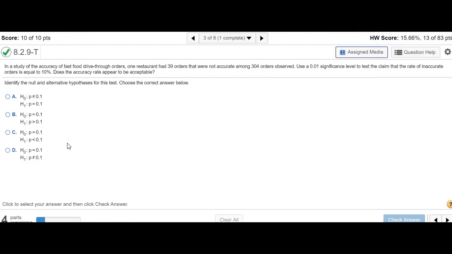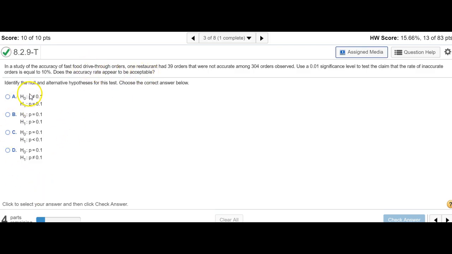This study is looking at fast food drive-through orders. It turns out one restaurant had 39 orders that were not accurate among the 304 orders. Using a 0.01 significance level to test the claim that the rate of inaccurate orders is equal to 10%. So, would it make sense for about 10% of the orders to be inaccurate, and does it appear to be acceptable?